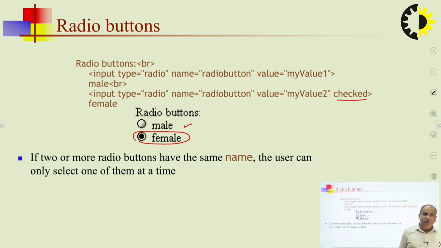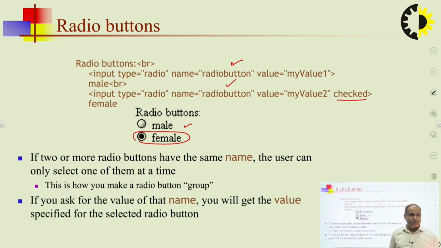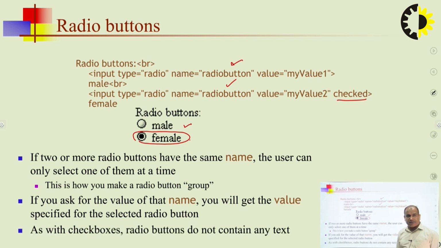Next, if two or more radio buttons have the same name, the user can only select one of them at a time. So the name will remain the same if you are using more than one radio button. This is how we can group radio buttons. If we ask for the value of the name, you will get the value specified for the selected radio button. As with checkbox, radio buttons don't contain any text. As I told you earlier, checkbox and radio button do not contain text. We have to provide text with them.